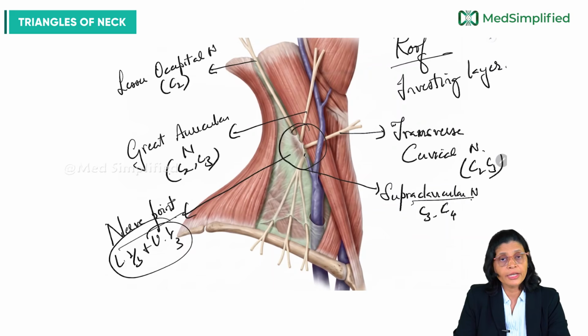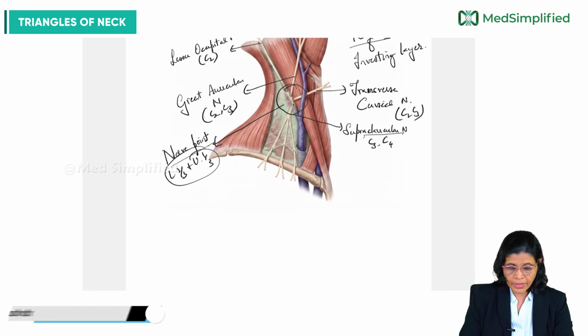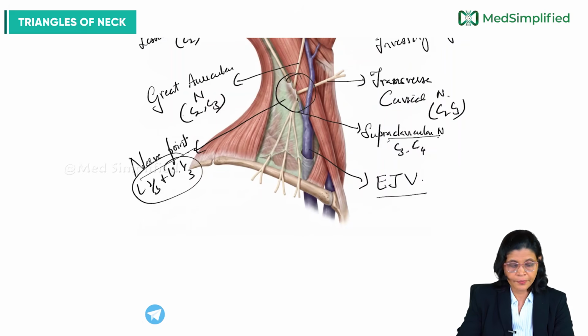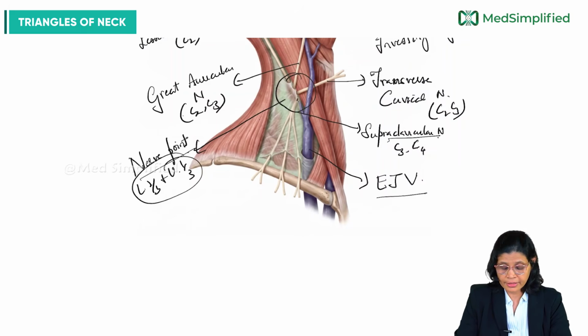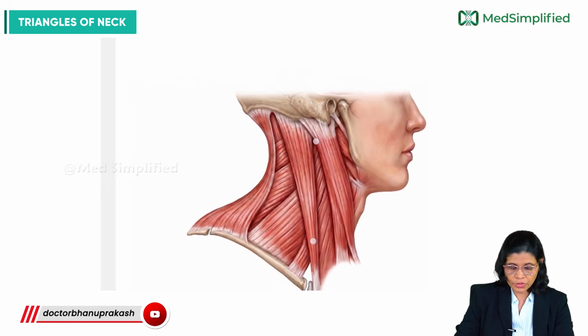Above that nerve point is the safe part of the triangle, whereas below it is the unsafe part, because at that point and below we have many nerves and vessels, but above it there are relatively fewer nerves and vessels, so it is safer in the upper part. Along with this, in the roof we also see the external jugular vein. Then coming to the floor of the posterior triangle.